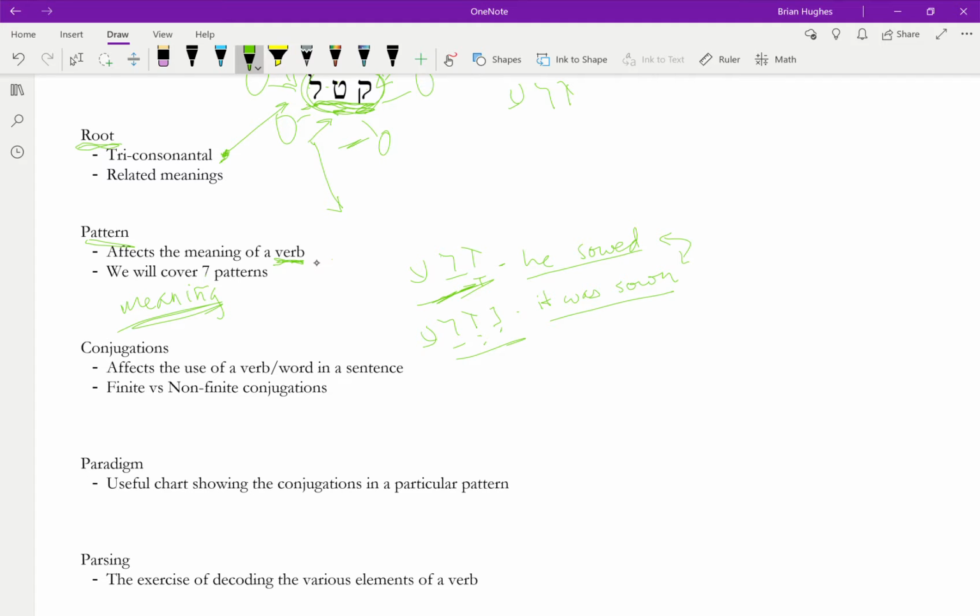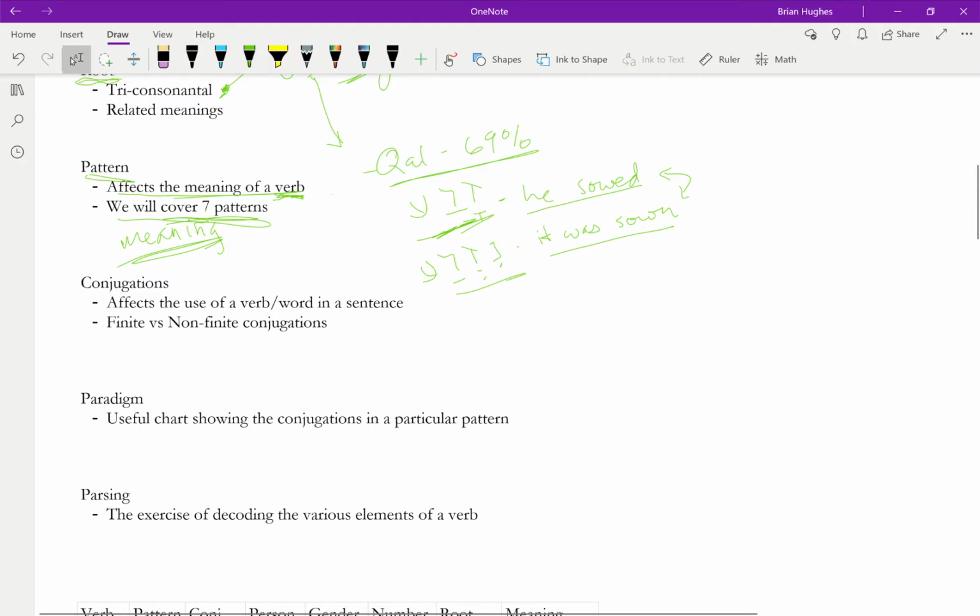Again, the first pattern you're going to learn is the Qal pattern. It means light or easy. It accounts for 69% of all verbs in the Hebrew Old Testament. It's very, very common. That's why we're learning it first. The others are going to build off of it. But this pattern affects the meaning of the verb, and we're going to cover the 7 patterns as we go through the course.